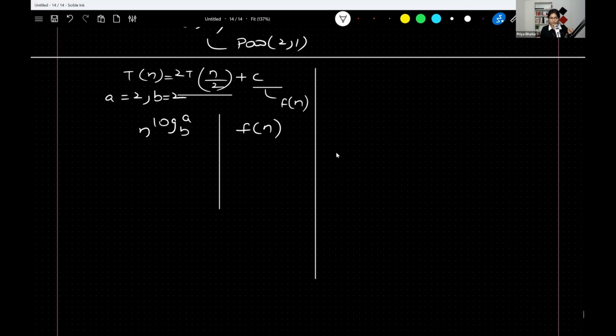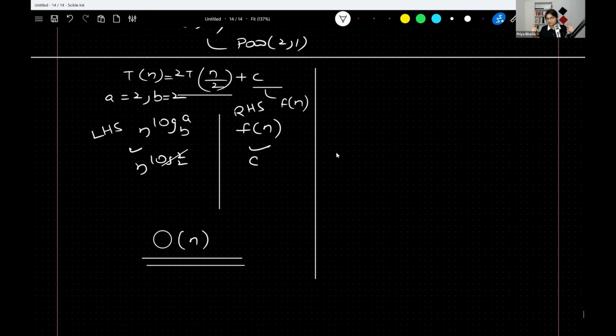So what is the value? n to the power log of 2 base 2 will come out to be 1. What is the value of f of n? C. Whichever part, left-hand side versus right-hand side, has the higher complexity, listen to me, that is the answer. For example, it is big O of n. Simple. This is the complexity.